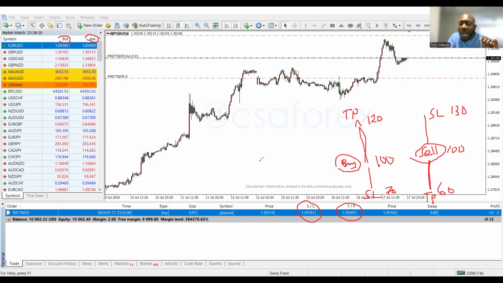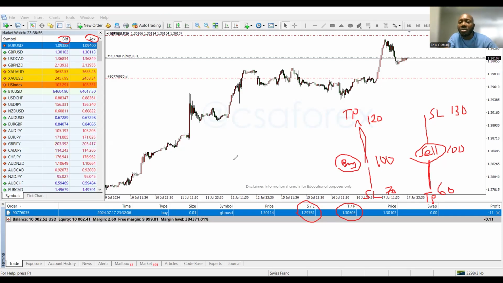Now, a link will be in the description to show you how to calculate for stop loss and take profit. Assuming you want to use specific amounts of stop loss, maybe 20 pips, 30 pips, or whatever. Pips, PIP, which stands for price interest point, is what we're going to be using to calculate the stop loss and take profit. So use the link to understand how to go about that.